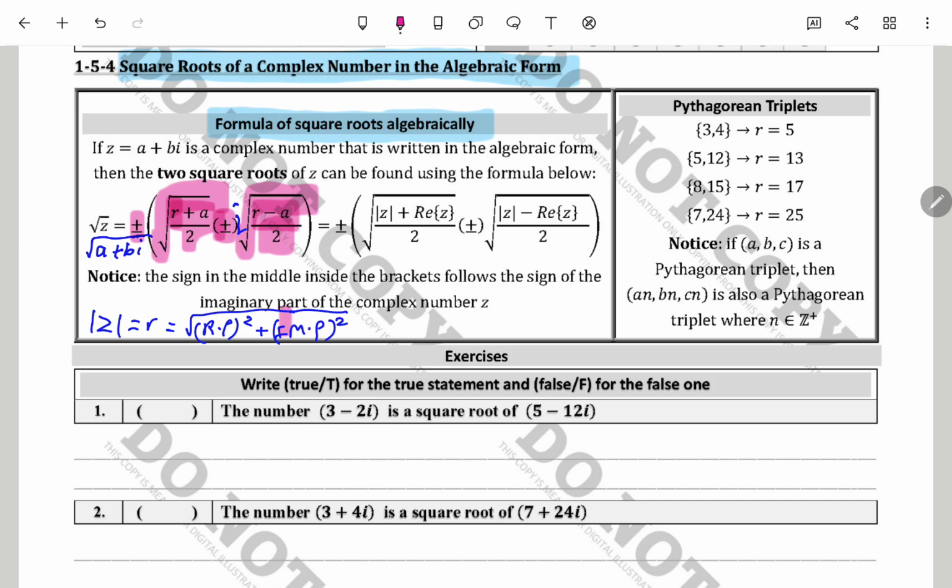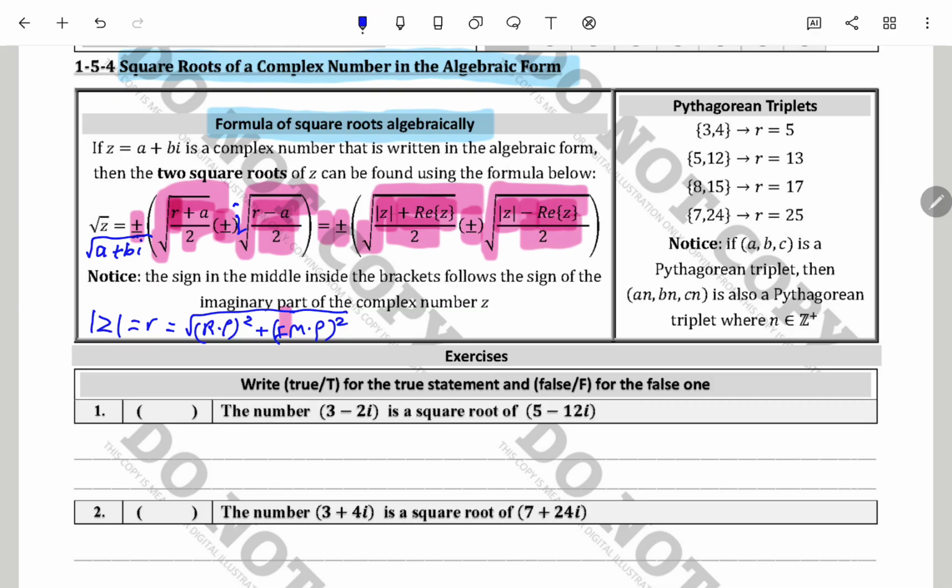That can be written in another way: plus and minus the square root of the modulus, instead of writing r, which is the same, plus the real part in general, divided by 2, all under the root. Plus and minus the square root of the modulus minus the real part, divided by 2.